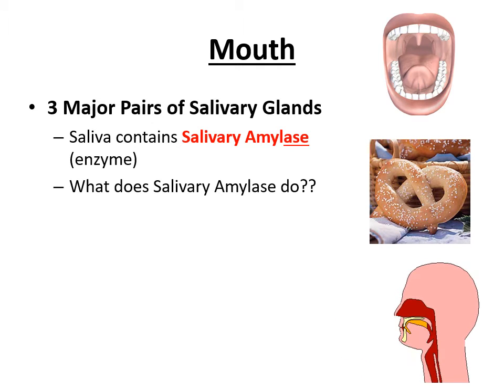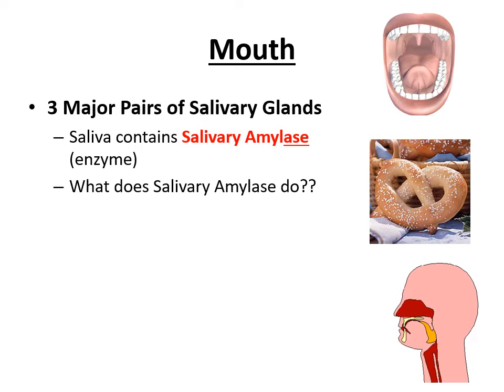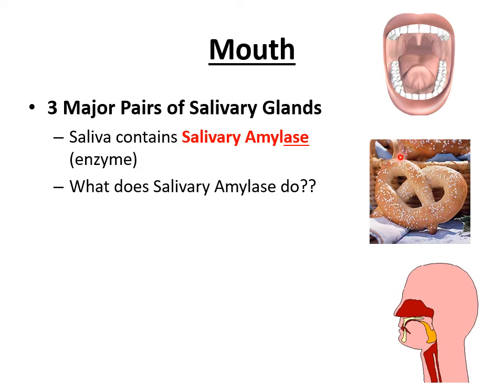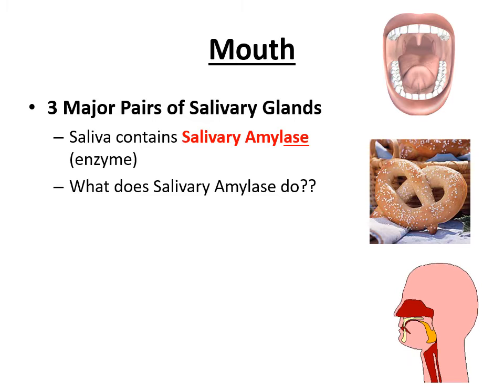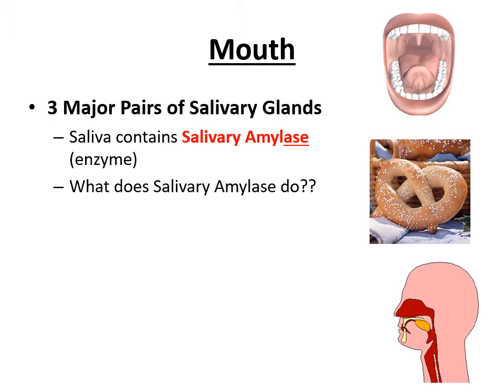And I want you to circle, star, highlight salivary amylase because that starts digestion of starches, meaning the digestion of carbohydrates, such as this delicious looking pretzel over here, or pastas and breads, any of the carbs that you can think of. Digestion of carbohydrates start in the mouth, specifically with salivary amylase. So make sure you know that term and what it's doing.